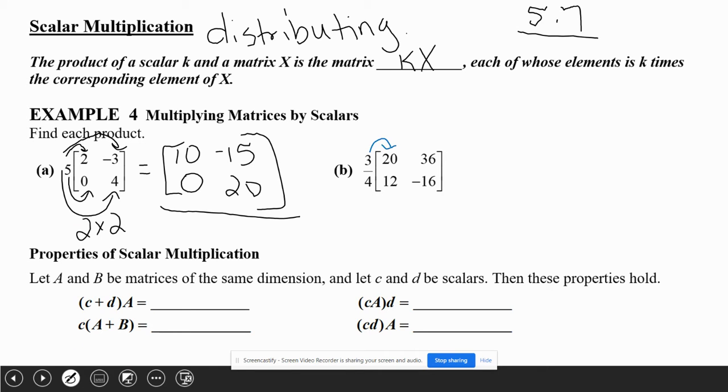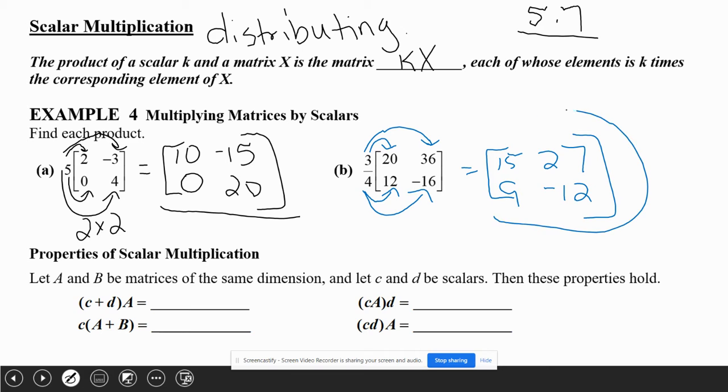Example B, you're distributing 3/4, or you can use 0.75 since that's not rounding, to all 4 elements in our matrix. So 3/4 times 20 is 15. 3/4 times 36 is 27. 3/4 times 12 is 9. And 3/4 times -16 is -12. So that would be our answer matrix.